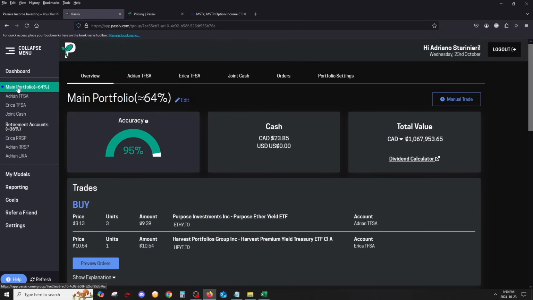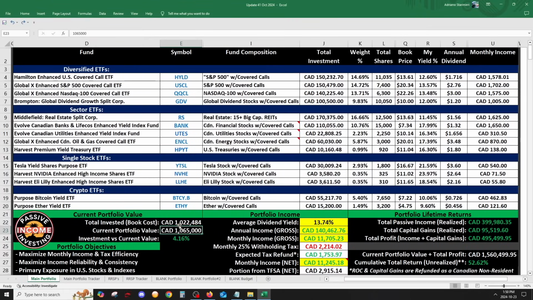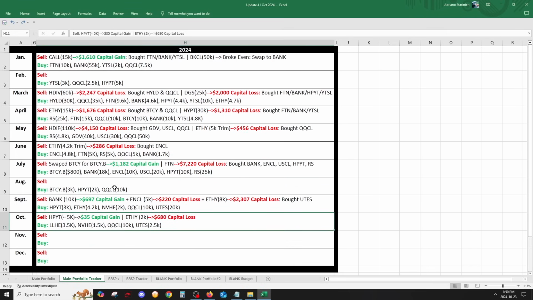If I click on my main portfolio here, top left, you see the total value in Canadian dollars is $1,067,000. And that is what I put here as the current portfolio value. It's actually a bit lower, but I typically round to $5,000. So first I'll talk about the changes I've made. Then there's a little surprise, a very pleasant surprise, a distribution increase by bank, and then we'll do the summary. In terms of what I've done in October, haven't done much, honestly.